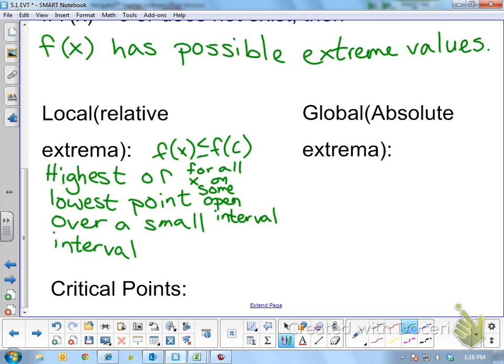Actually, that is a maximum, not a minimum. F of c is bigger than everything around it. If I wanted to say minimum, I'd just flip that. F of c is less than everything around it. Global extreme values are just our highest and lowest points over the entire domain.